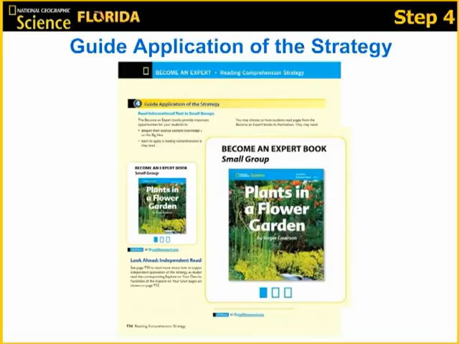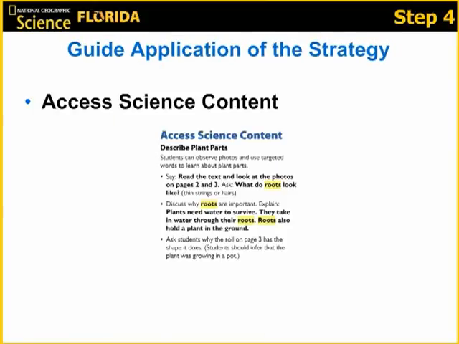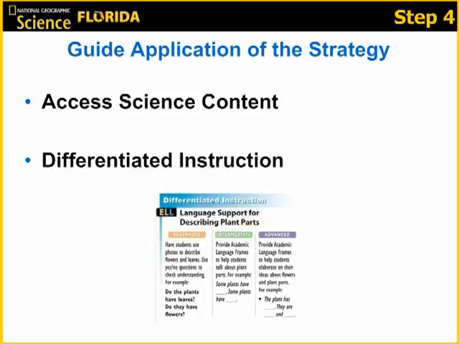These leveled books are carefully crafted with exceptional photography and design that you would expect from National Geographic, and they can also be used in your language arts block for science reinforcement. Your teacher's guide includes detailed instruction for each Become an Expert book, and it includes accessing the science content. Differentiated instruction options are provided here as well.